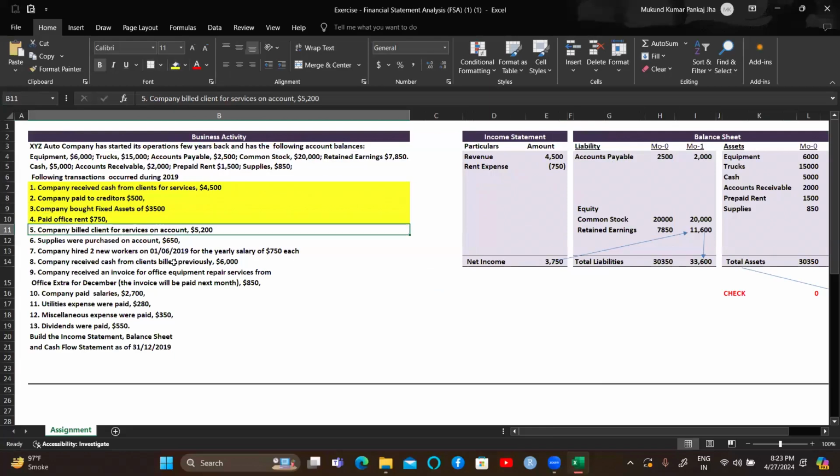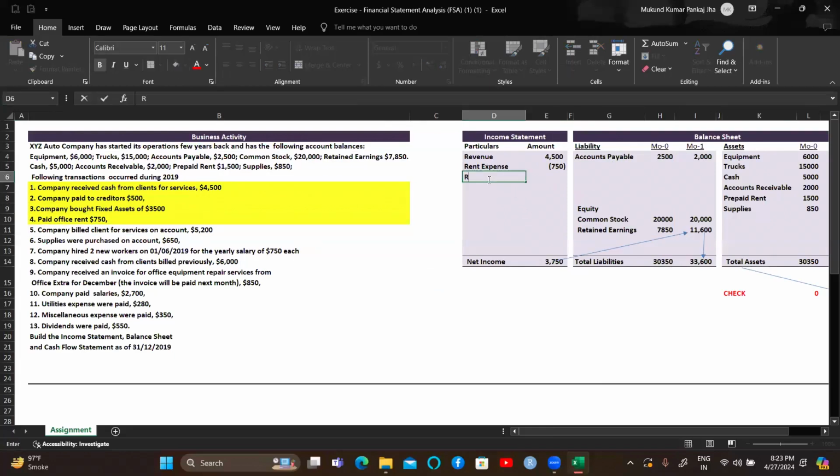Company billed client for services on account 5,200. So company has provided services of 5,200.